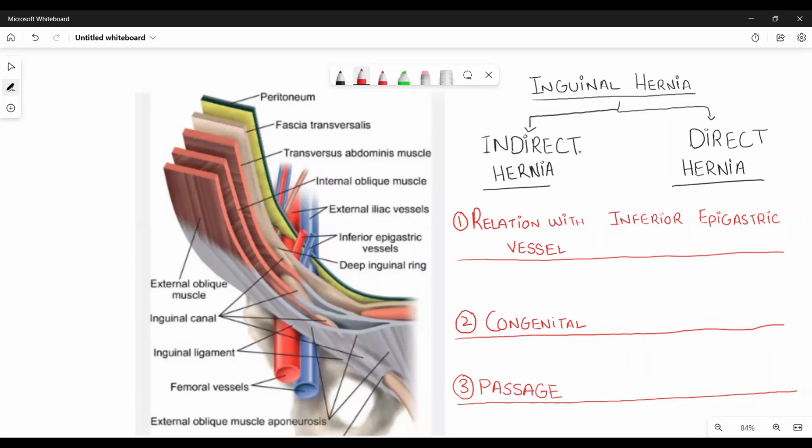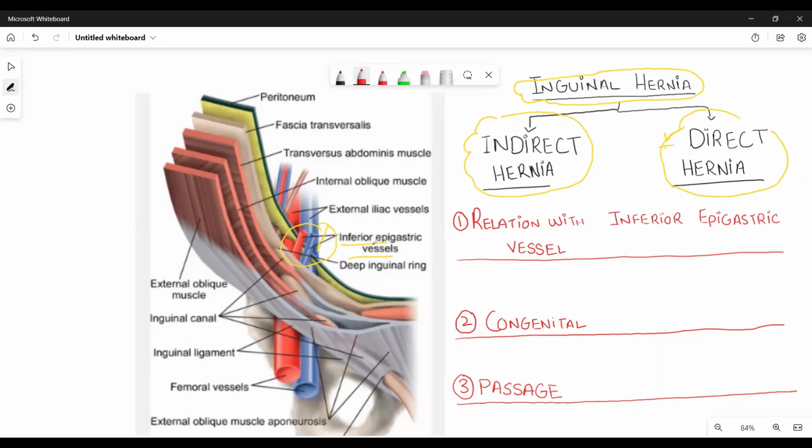On the basis of the inguinal canal anatomy, inguinal hernias are divided into two types: indirect inguinal hernia and direct inguinal hernia. Basically, the indirect inguinal hernia lies lateral to the inferior epigastric vessels, while the direct inguinal hernia lies medial to the inferior epigastric vessels.